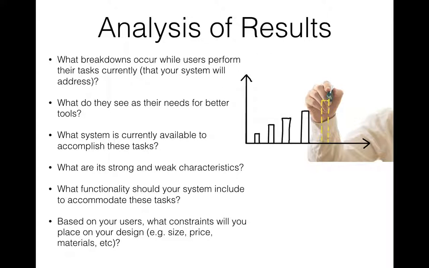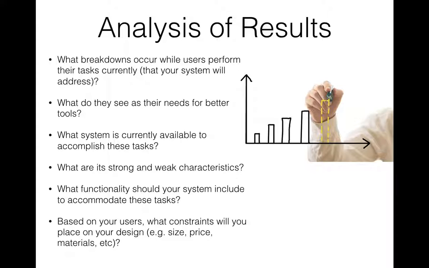Analysis of results. What breakdowns occur while users perform their tasks currently? Basically, this is, what are some things that could affect their tasks while they are implementing them, while they are carrying them through? Are there any constraints for the usability of your project at the moment? Is there going to be a size, a price, a material constraint?